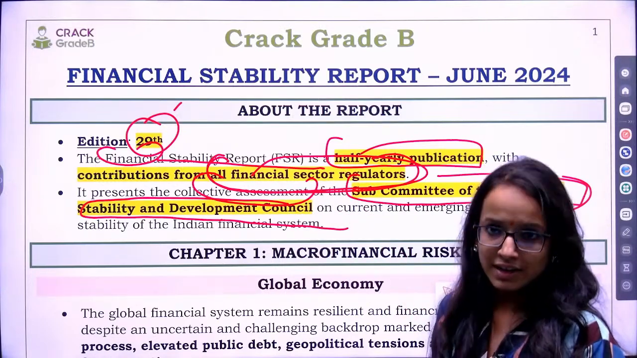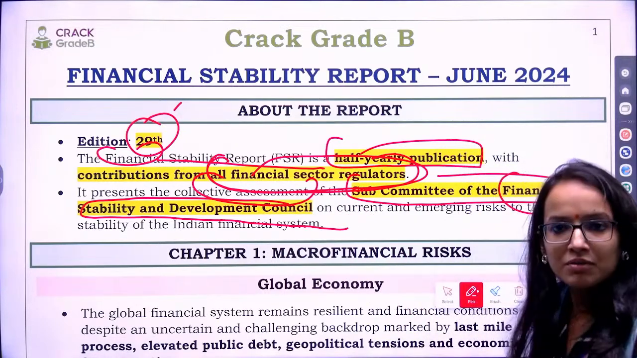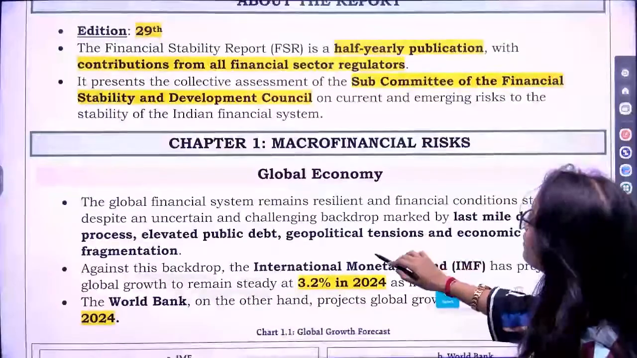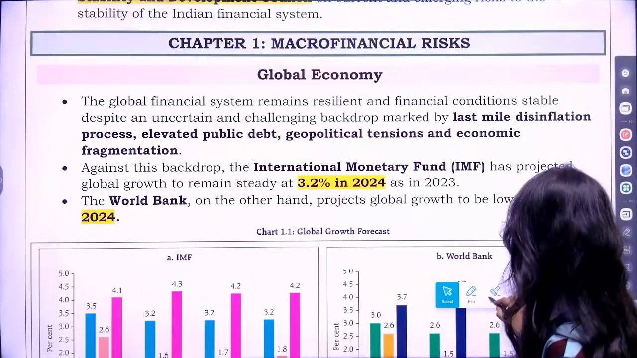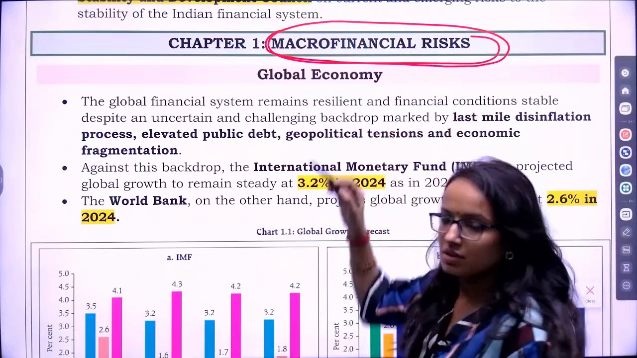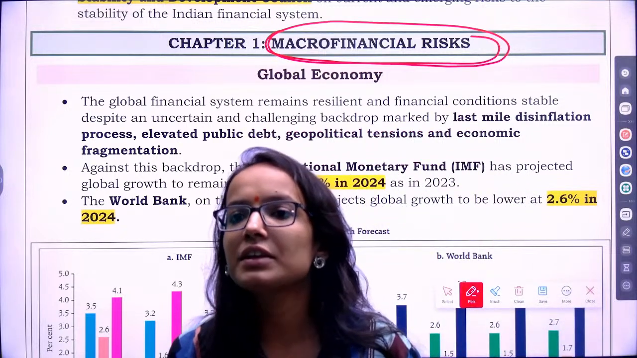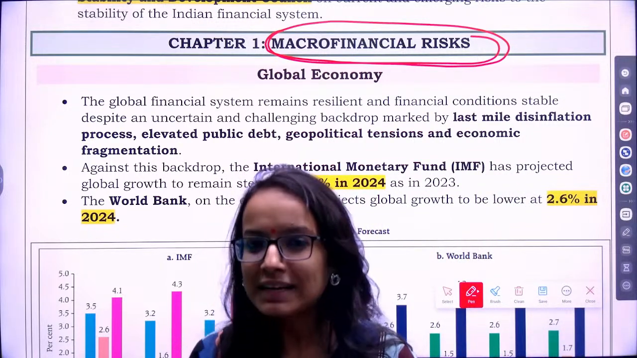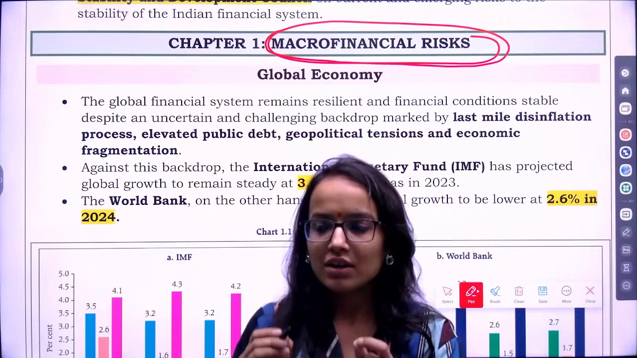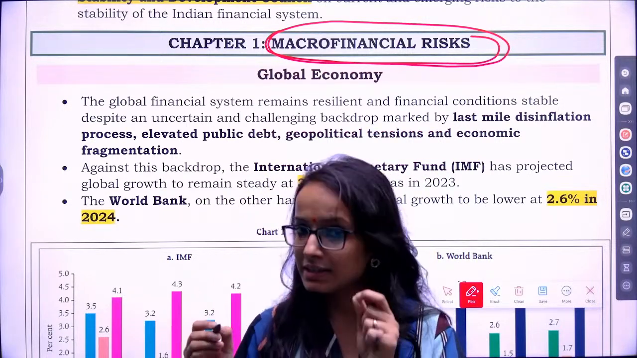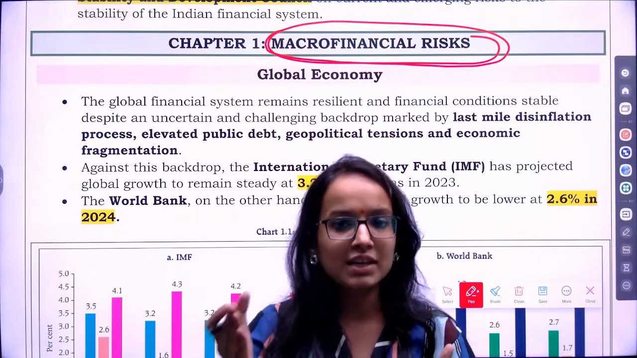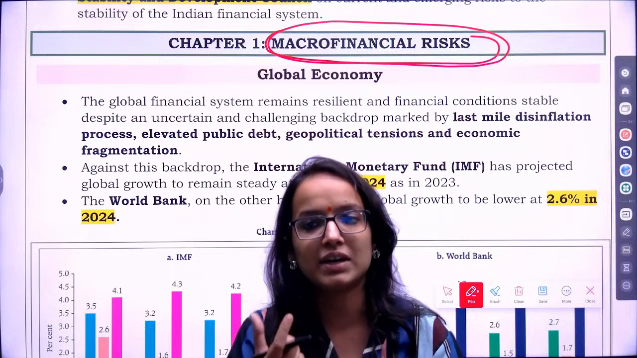Now let's begin the analysis of the report. So we have chapter 1. Chapter 1 is titled macro-financial risks. Now this analysis and the report is going to be a bit technical, but you need not worry about that. You just take out a pen and paper, write down all the concepts which we will be discussing in this report, so that you are handy with all the concepts. When you revise them, you are able to retain the trend and the facts related to them.